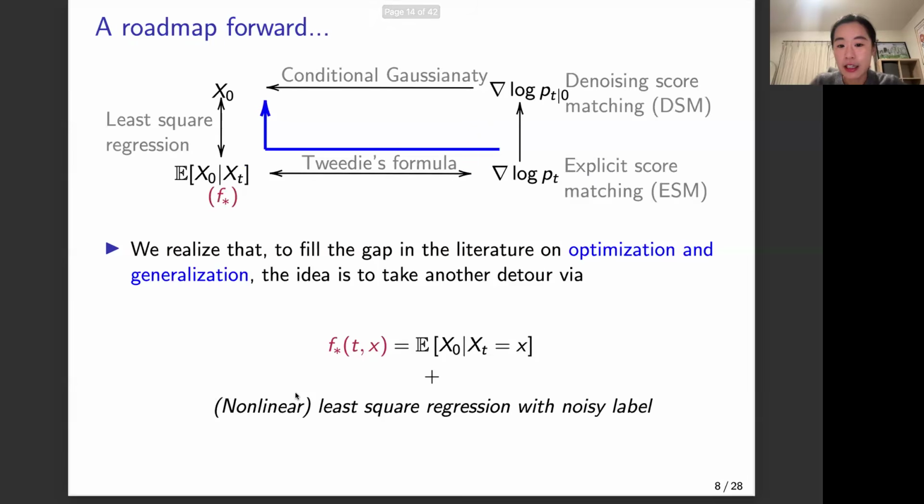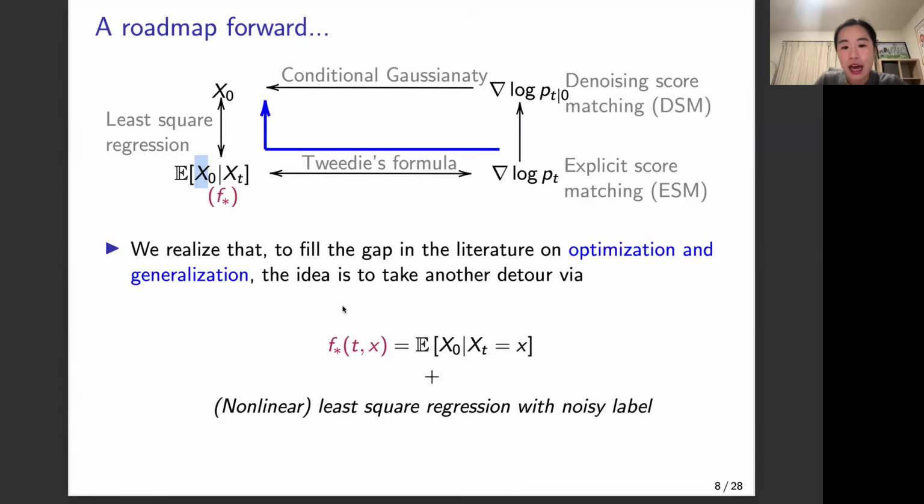So we realized that, in order to say something from the optimization aspect and build a theoretical foundation, we need to take another route and look at this conditional expectation of x0 given xt. If I run the forward process for some time up to small t, then I observe xt, and I want to know my conditional expectation of my initial position x0 given my current position xt.